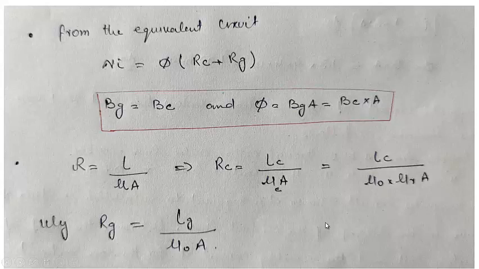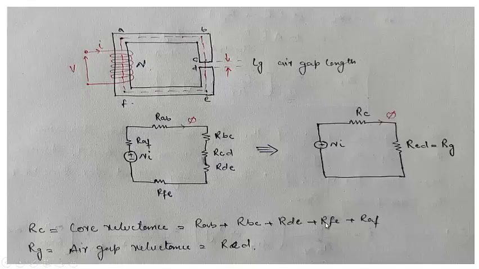So in that case, this phi will be equal to Bg into A. It will be equal to Bc into A. The flux that passes through here will be the same over here, because the area of the core will be the same at this point. Area of the core in the air gap will be the same, because there will be no flux bulging at this point like this, making a curve. It is again flowing in straight paths.